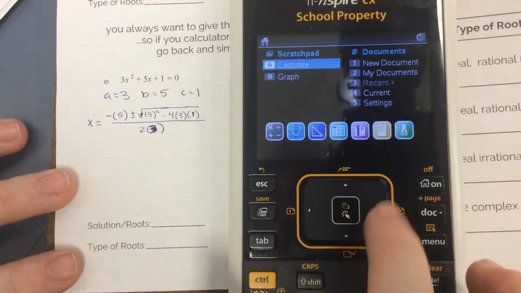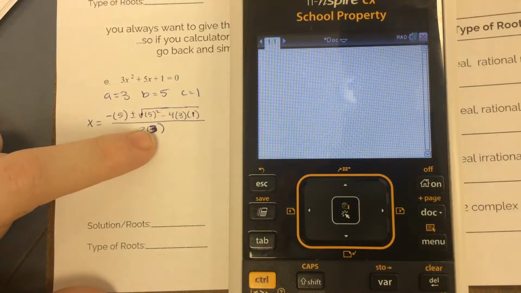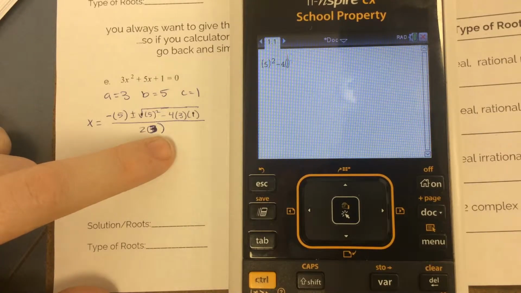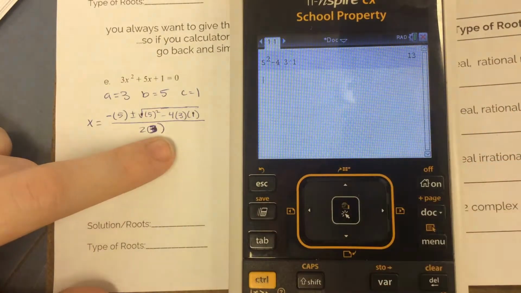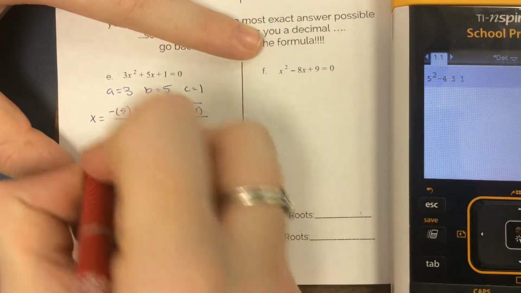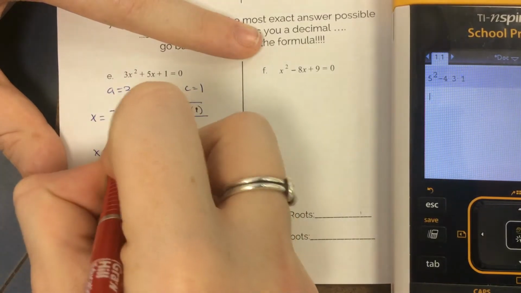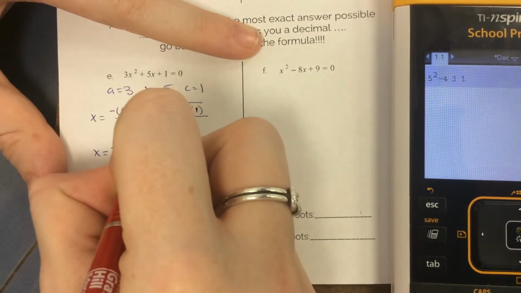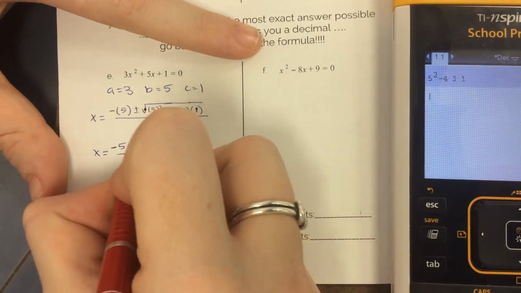Okay, so I'm going to add a calculator page, and I'm going to plug in 5 squared minus 4 times 3 times 1, and I get a 13. Okay, so then we have negative 5 plus or minus the square root of 13 divided by 2 times 3, which is 6.